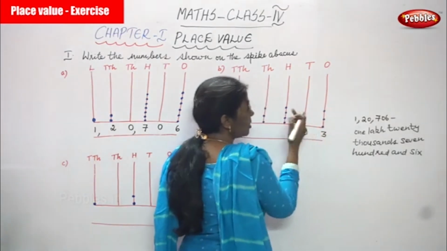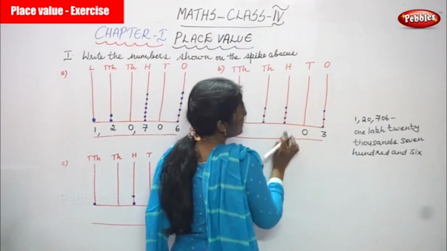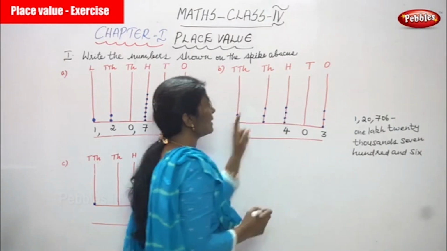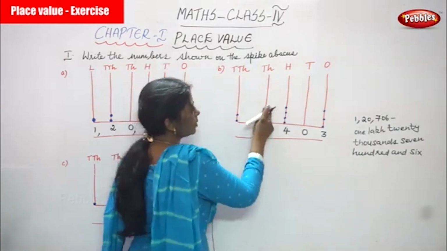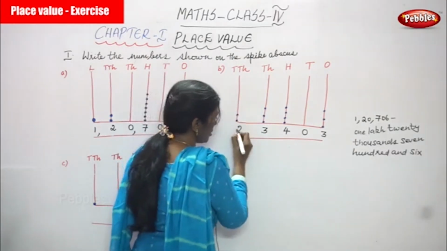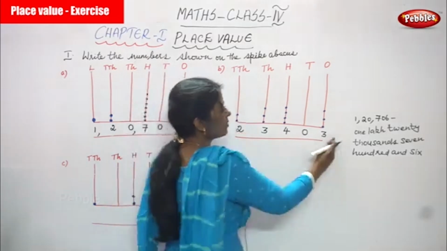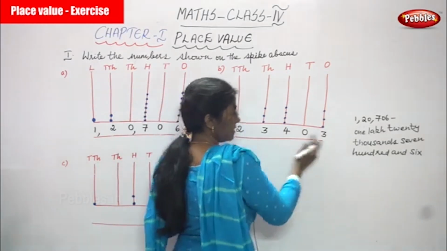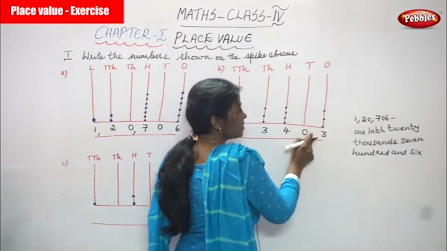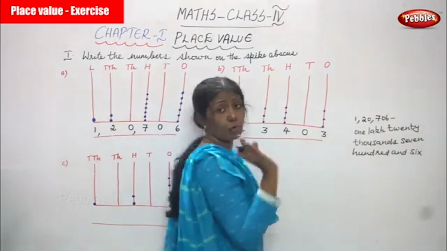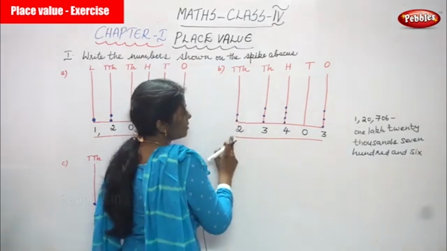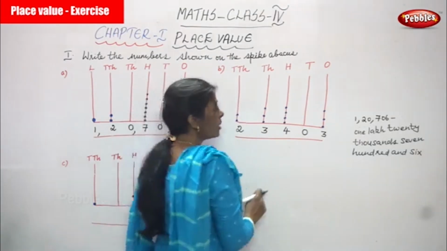There is no dot, so you have to put 0. In the hundreds place, how many dots? 1, 2, 3, 4 dots, you have to write 4 as it is. Then in the thousands place, how many dots? 1, 2, 3, you have to write 3 as it is. In the ten thousands place, how many dots? 2 dots. So I've told you already, you start from the right hand side. So ones place 3 ones, tens place 0 tens, hundreds place 4 hundreds, in thousands place 3000, in ten thousands place 20,000.